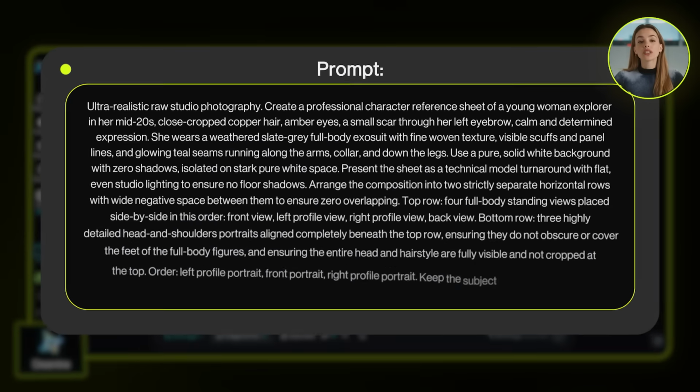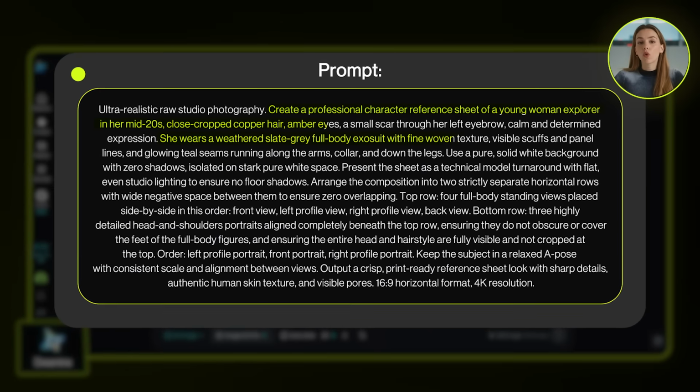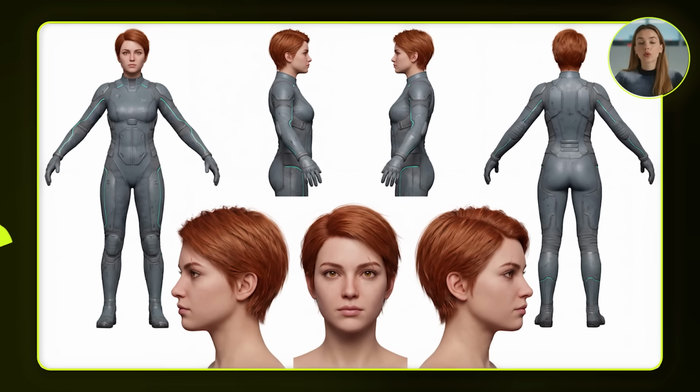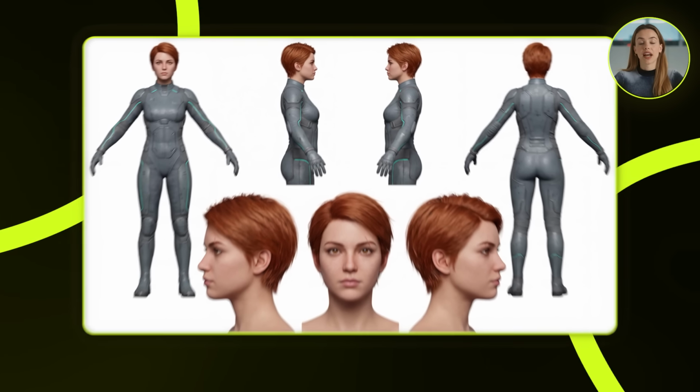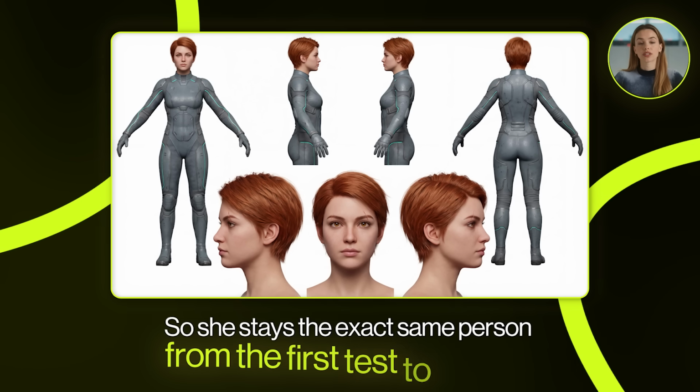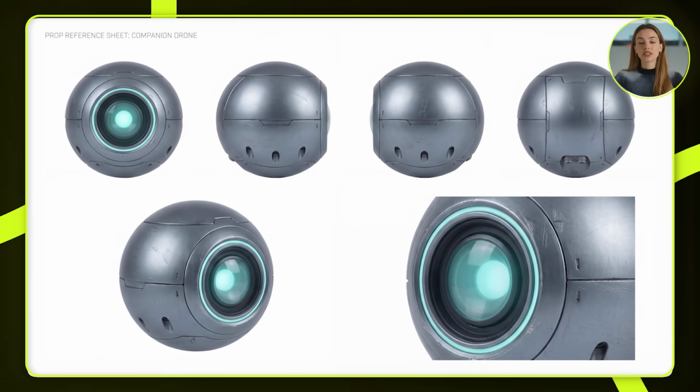After that, we'll describe Anya, a young woman in a battle-worn gray exosuit. Seconds later, we've got her, one clean sheet with every angle covered. And we'll hand the model this image every time, so she stays the exact same person from the first test to the last. We'll do the same for her little companion drone too. Then, with those locked in, we can actually put 2.5 to work.